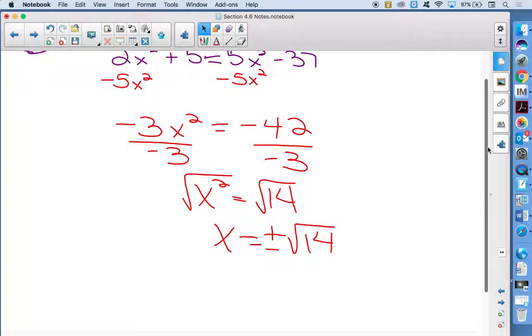Please make sure your name is on your homework, at least the front page that we stapled, and you can pass that forward.